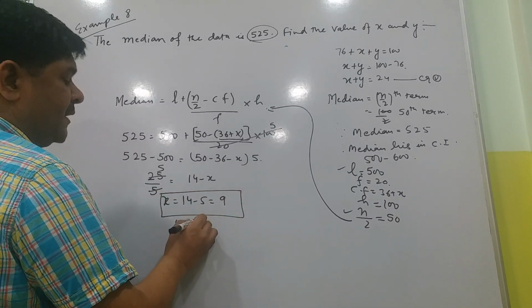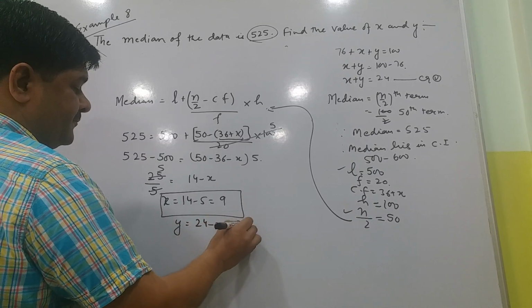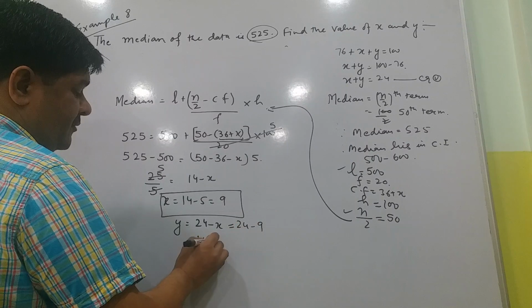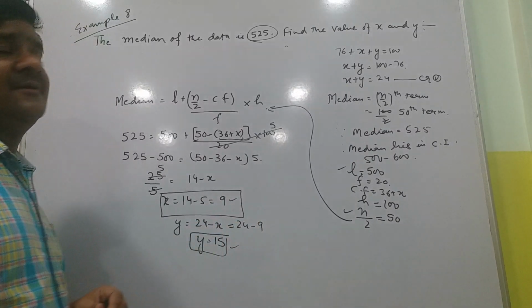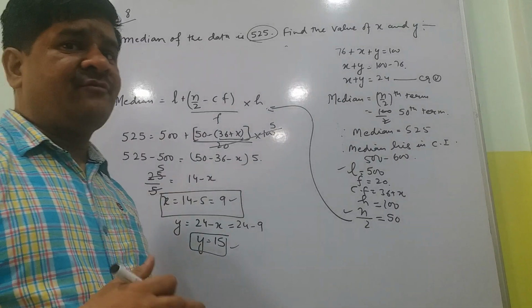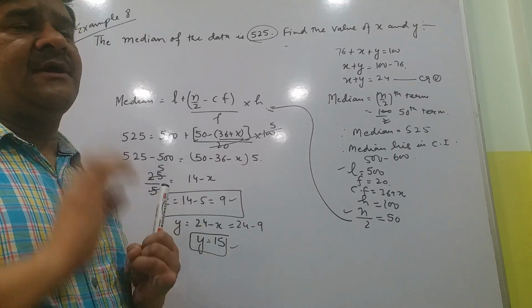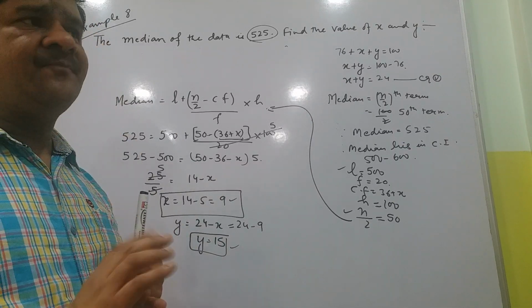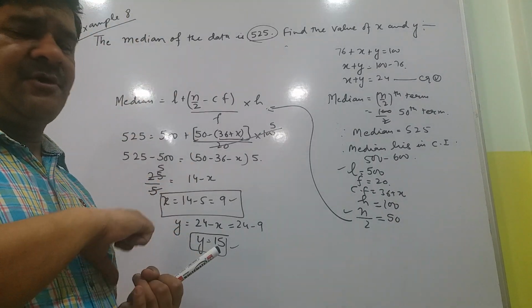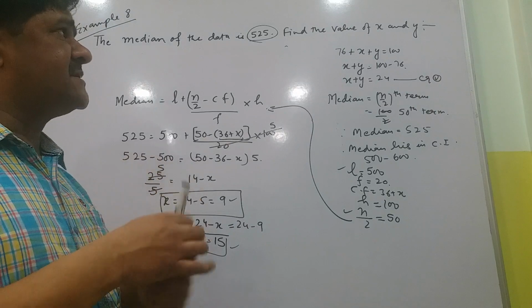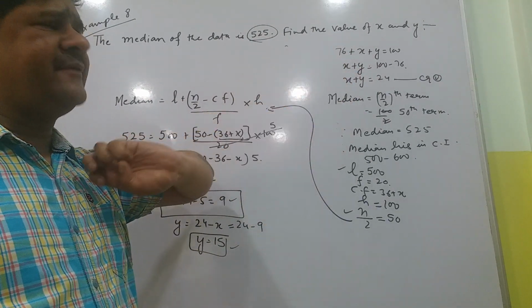Similarly y is 24 minus x. Put in the value of x, so it will come out to be 15. So x is 9 here, y is 15 here, right? So if the median is given and you have to calculate the value of x and y, your first step is to calculate the cumulative frequency. Then the sum of all cumulative frequencies equals the sum of all frequencies, that is 76 plus x plus y equals 100. So x plus y is 24.